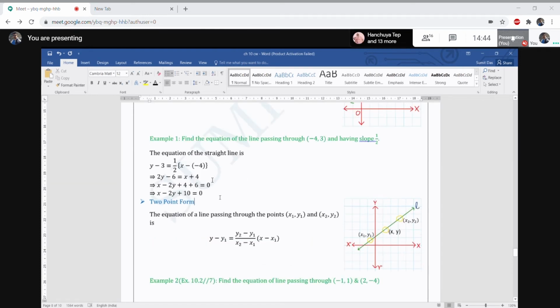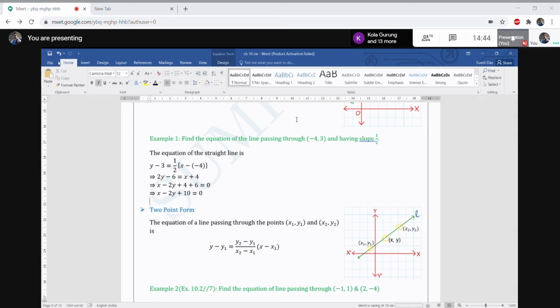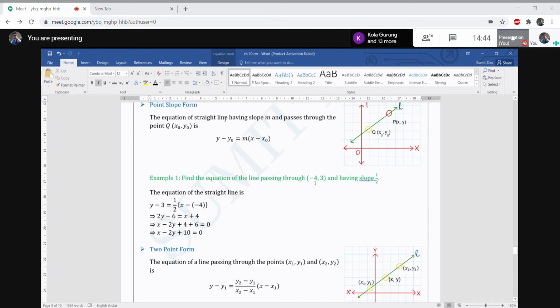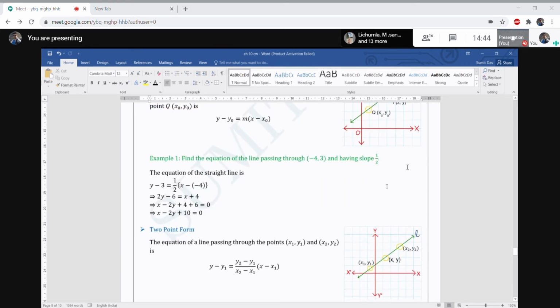Any doubt regarding this question? You have to see what point is given, whatever the point is, x naught y naught, and m is the slope. Okay, so you have to understand. Now it looks very simple because we learn only this form. But when we learn that there are five forms in total, it will be difficult. So you have to practice this question again and again.